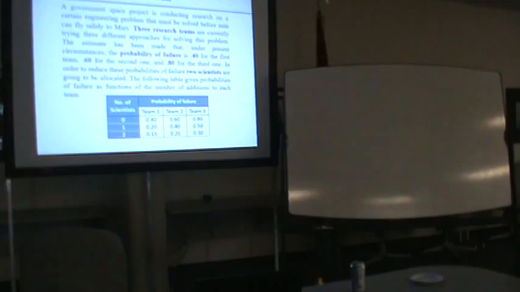I say the probability of success, see, I can change this problem, I say the probabilities of success are 60%, 40%, 20%. If you add one person, the probability of success goes to 80%, 60%, 50%. And here, 85%, 80%, 70%. And I asked, how do you do this?